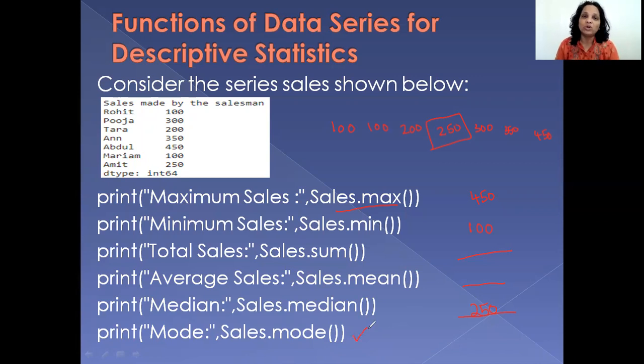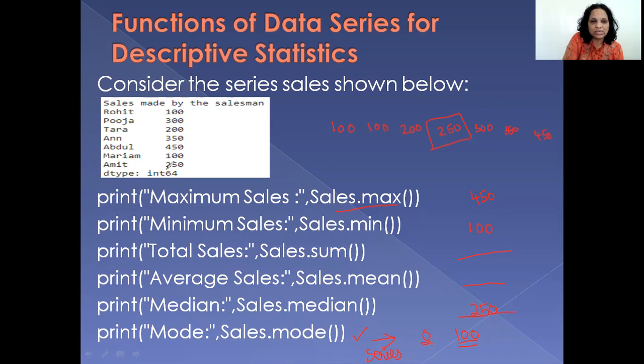Now, what does mode do? Mode tells you which element is repeated maximum times, okay, not multiple times, but maximum times. So if you see here, the value repeated maximum times is 100. So you get your answer as 0 and 100. Now, what is this? This is going to give me an answer in a series itself. 0 is just the default label and 100 is the value that gets repeated.